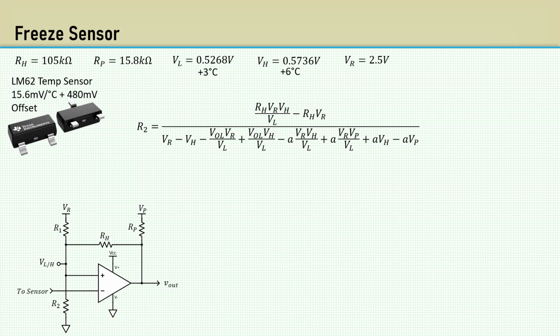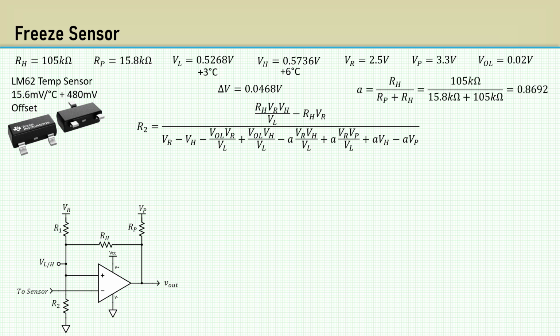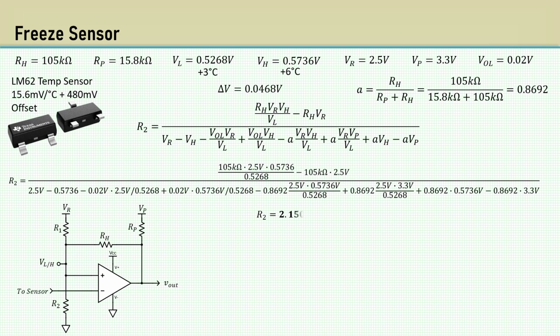The reference voltage is 2.5 volts, as in a precision reference source. VP is 3.3 volts, a standard logic supply voltage. VOL is 0.02 volts. While some may think it's silly to include VOL in the analysis, 0.02 volts is over 1 degree C difference in the sensor's output. The delta voltage between thresholds is 0.0468 volts. The A coefficient comes out to 0.8692. Now for the calculation of R2. And then the R1 calculation.